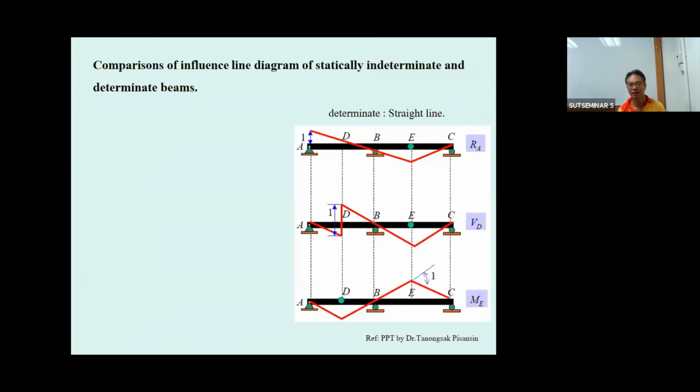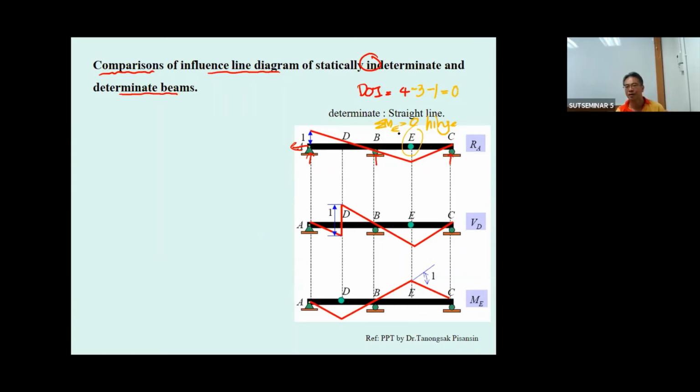Okay, just move it further. Let us compare the influence line of the statically indeterminate beam with the statically determinate beam. This beam is statically determinate. It has 1, 2, 3, 4. So the degree of indeterminacy equals 4. And then you're going to subtract the 3 equations. And since we have another special condition because the moment at E is 0, the degree of indeterminacy here is 0.